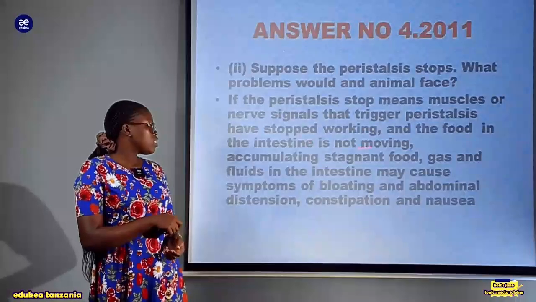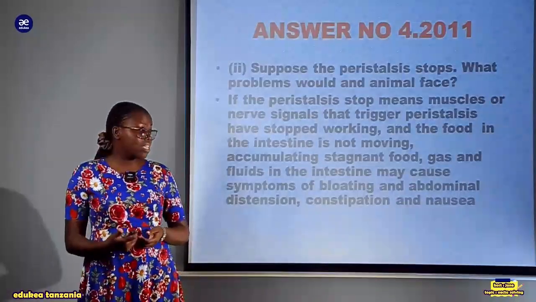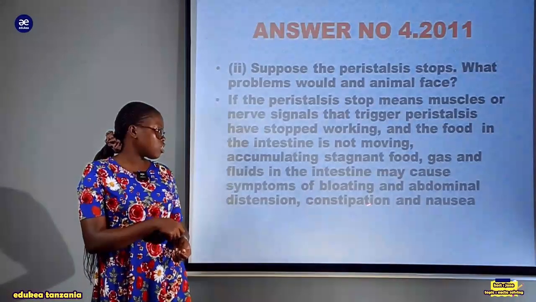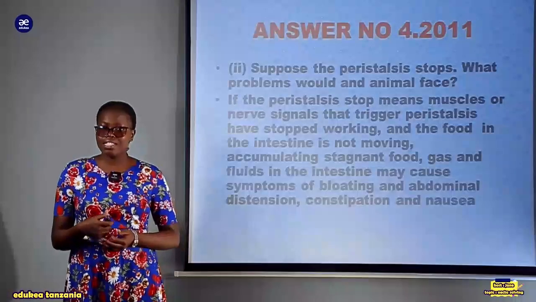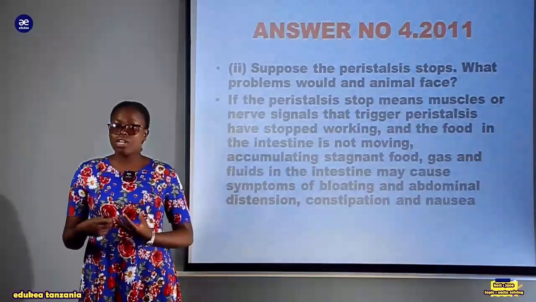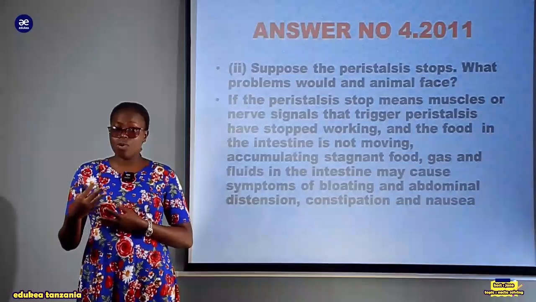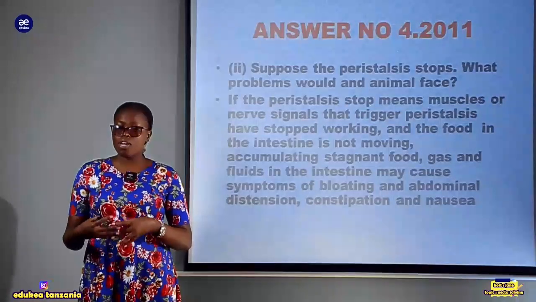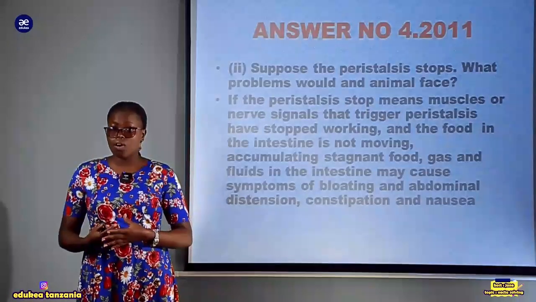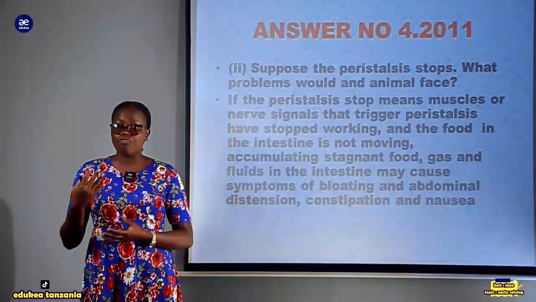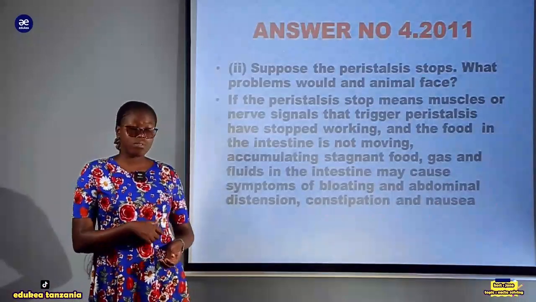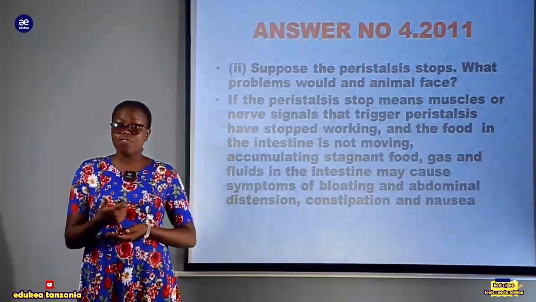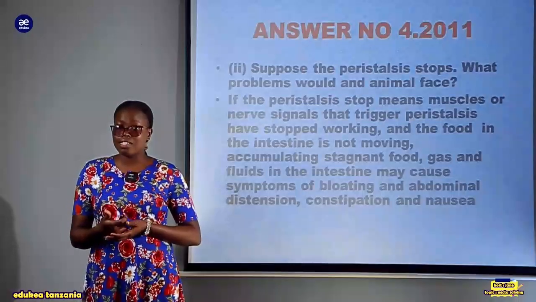And therefore chakula kinajikusanya tumboni, gesi inakuwa inajikusanya tumboni, na fluid in the intestine may cause symptoms of the bloating and the abdominal distension, constipation pamoja na nausea. Kwa peristalsis ikistop, matatizo ambayo mtu ataweza kutana nayo, chakula kita-accumulate. Digestion iweze kwa haraka, inatakiwa peristalsis iweze kutake place. Constipation inatokea pale chakula kinapokuwa kinakusanyika kwa muda mrefu, digestion inakuwa ni very slow, inapelekea constipation, mtu anaenda kuvimbiwa, na vile vile kuna nausea, mtu anasikia kichefuchefu, na vile vile kuna this abdominal distension pamoja na accumulation of the gas.